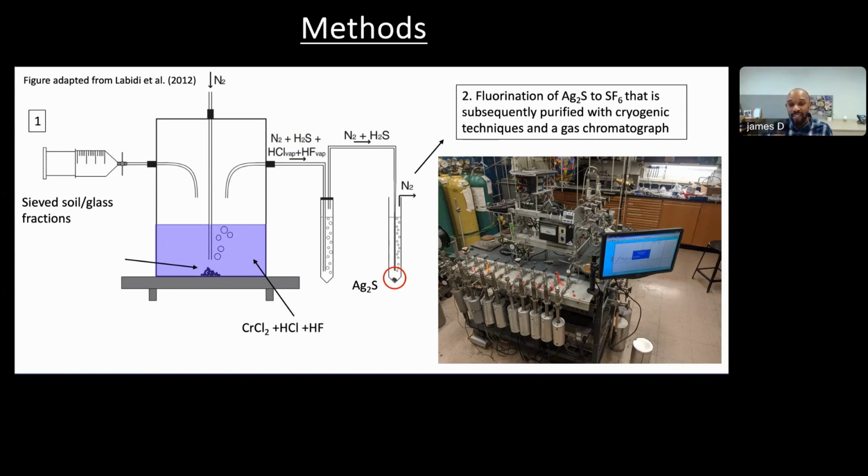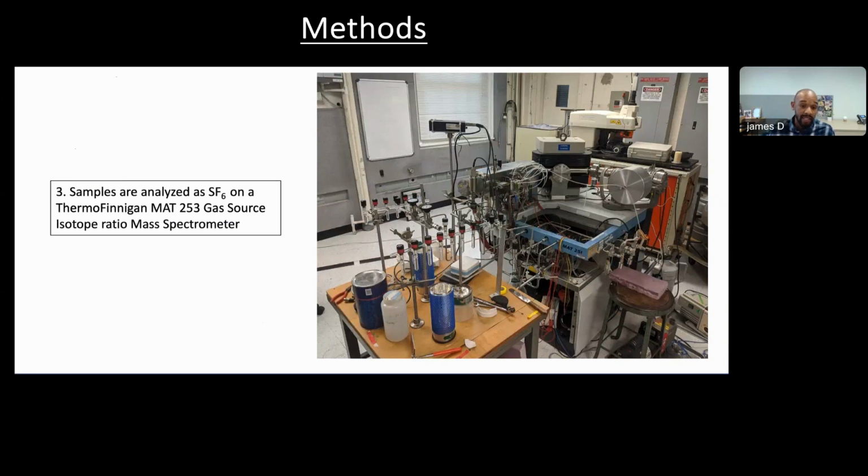And then ultimately, we end up purifying that SF6 because there are other contaminants that are generated in that fluorination process. We purify that using a variety of cryogenic techniques and a gas chromatograph. And finally, we end up analyzing our purified SF6 on a Thermo Finnigan MAT 253 gas source isotope ratio mass spectrometer.